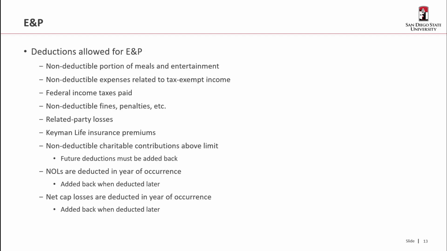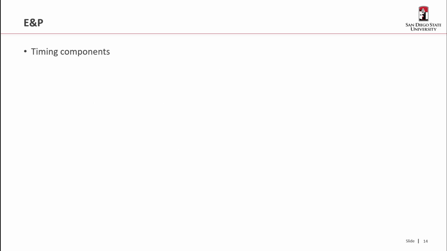Deductions that are allowed, the non-deductible portion of meals and entertainment. Non-deductible expenses related to tax-exempt income, federal income taxes paid, fines, related party losses. I'm not going to read this list to you. You guys can read it to yourselves. These are all things that you would have to add back in the year in which they occur.